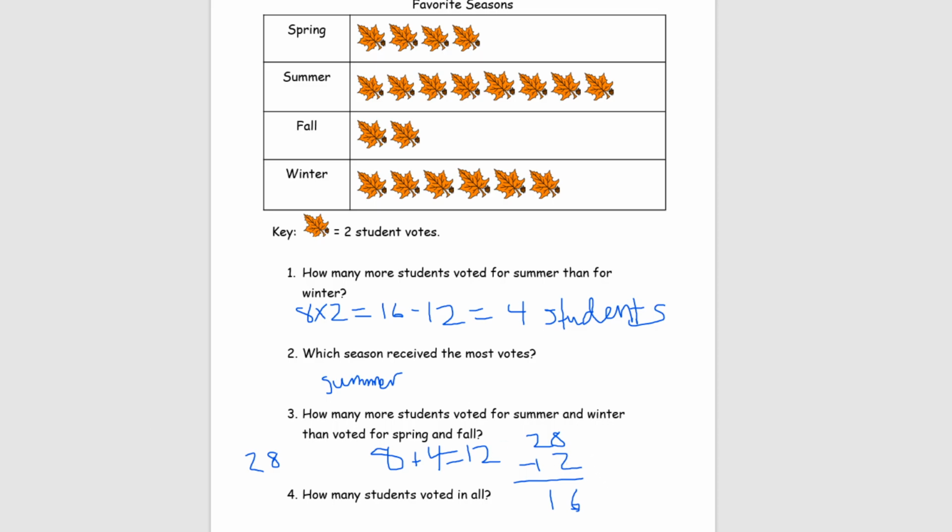And lastly, number 4 is asking us how many students voted in all. We can see that we already have all the numbers, which are 28 and 12. And instead of subtracting this time, we can just add these two together. So we get 28 plus 12, and that gets us 40. So in total, we have 40 students who voted.